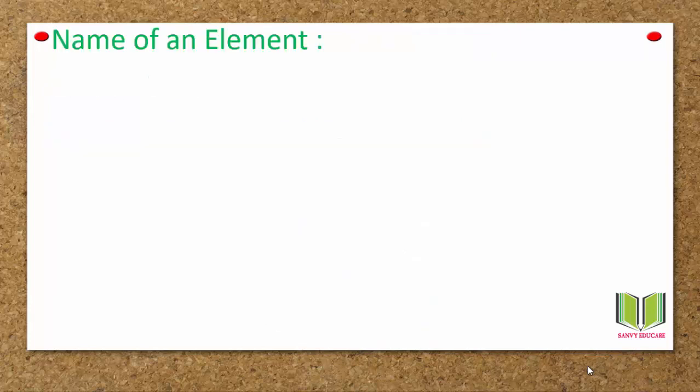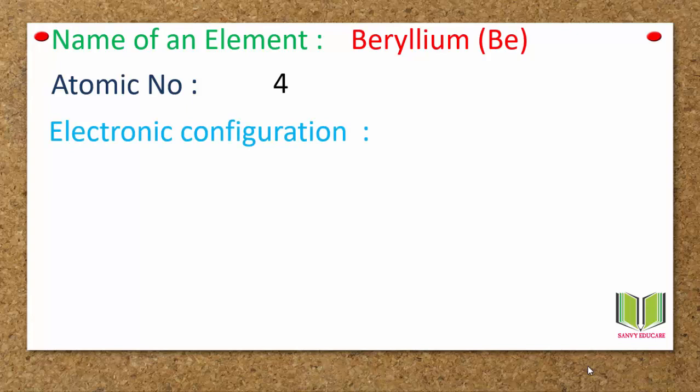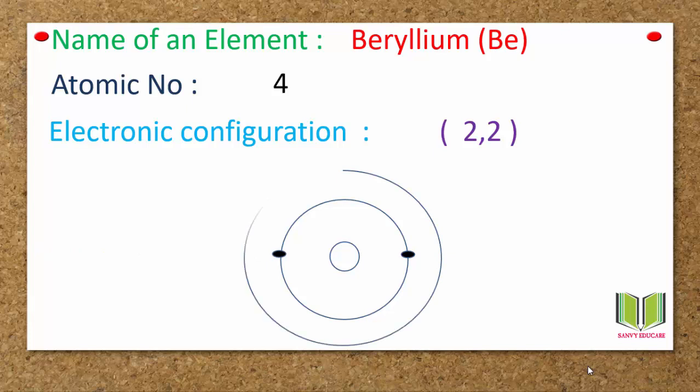Next element, beryllium, Be, atomic number 4. Electronic configuration 2 2. In the first orbit there are 2 electrons. In the second orbit there are 2 electrons.